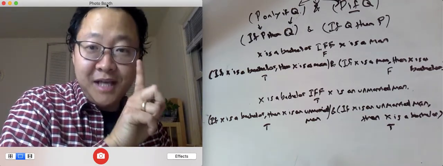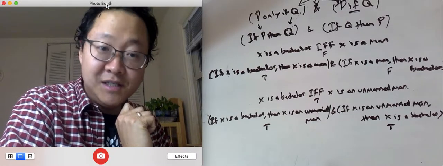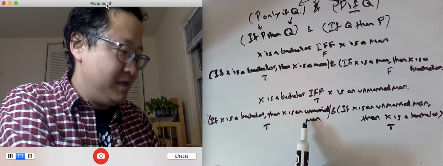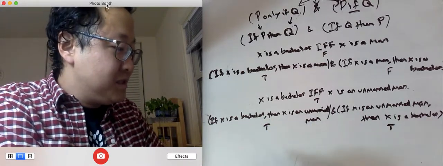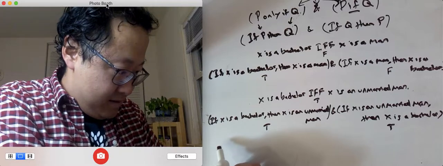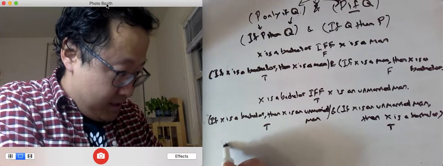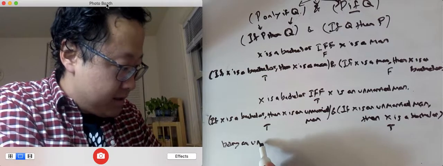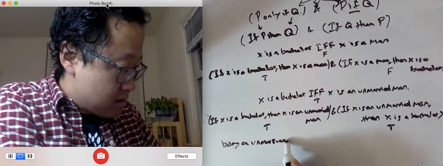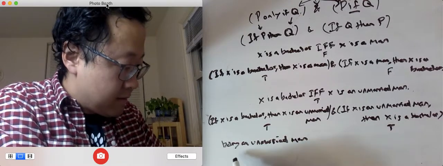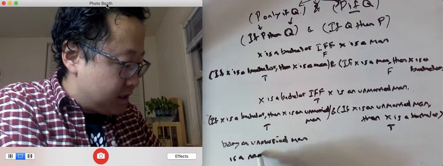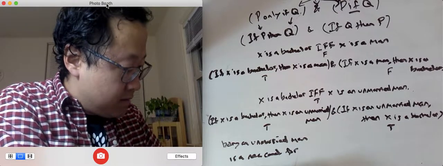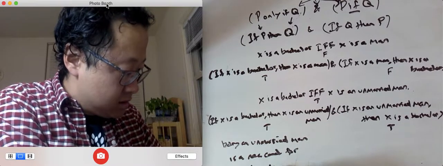Now, we can state this as necessary and sufficient conditions. So state this as a necessary condition. If X is a bachelor, then X is an unmarried man. Then we're saying being an unmarried man is a necessary condition for being a bachelor.